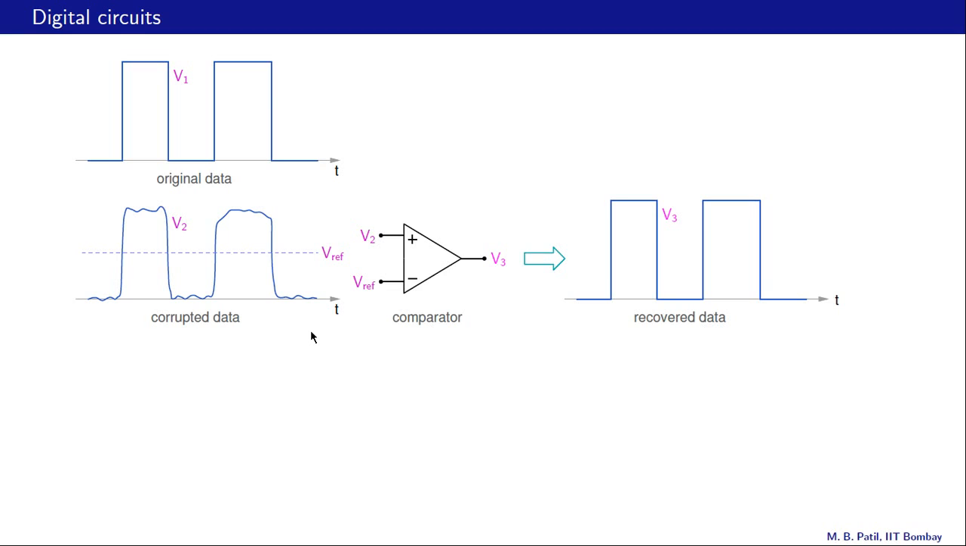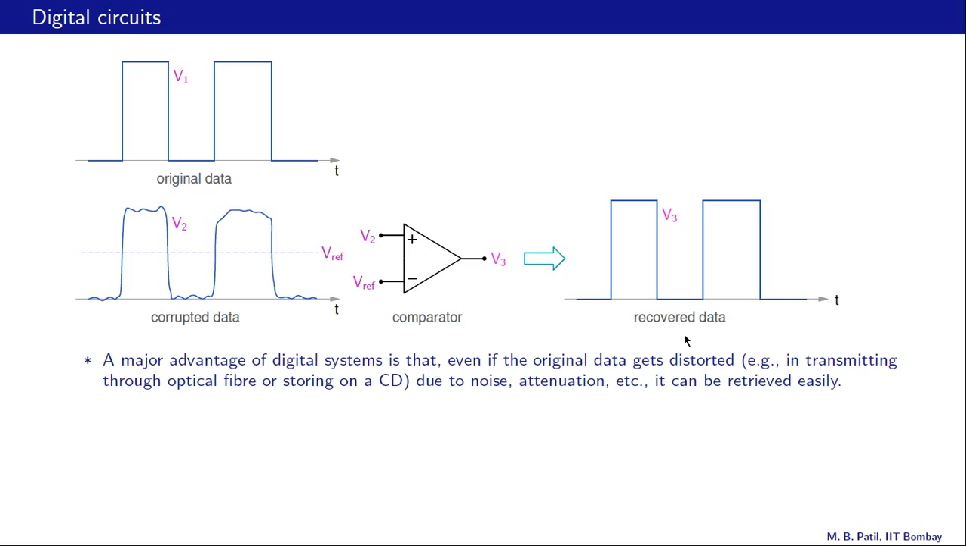It turns out that we can easily recover our original data, denoted by V1 here, from the distorted or corrupted data V2 by passing V2 through this comparator. So what do we have here? The minus input of the comparator is connected to this level Vref, where Vref is in between the low and high values here, and the plus input is connected to V2. When V2 is higher than Vref, V3 is high, like that, and when V2 is lower than Vref, over here for example, then V3 is low. So in this manner we recover our original digital data.